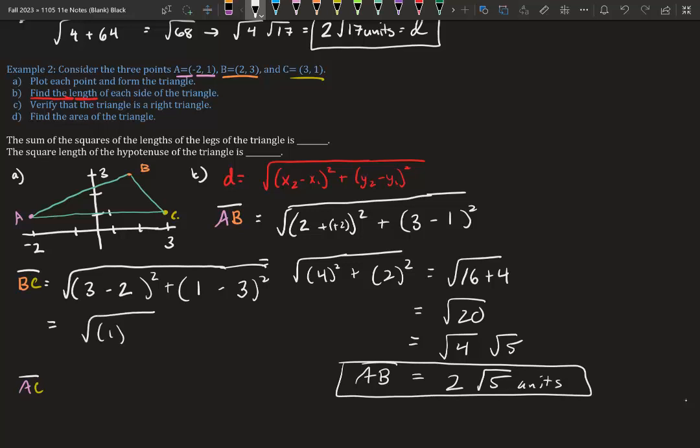So we have 1 squared. 1 minus 3 is negative 2, so that's negative 2 squared. 1 squared is 1. Negative 2 squared is 4. We add those together to get square root of 5. We do not simplify because 5 is prime. You can't break 5 down into a perfect square, so we just keep going with our lives.